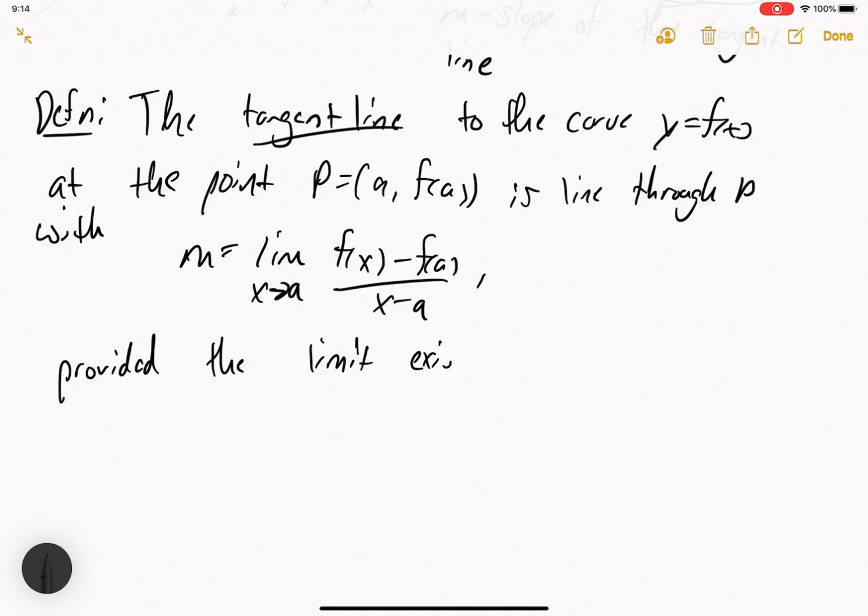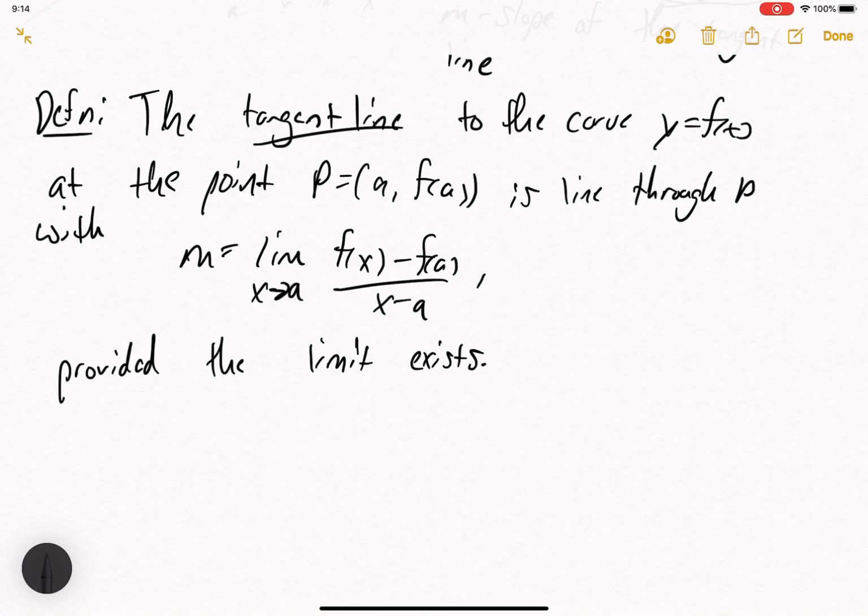And the reason why is that if you have a function that is discontinuous or has some other issues where that limit might not exist, then you wouldn't really have a tangent line at that point. And if you want to, you can verify that on your own. Try to find a function where the difference quotient doesn't exist, but you'll have some issues trying to find the tangent.